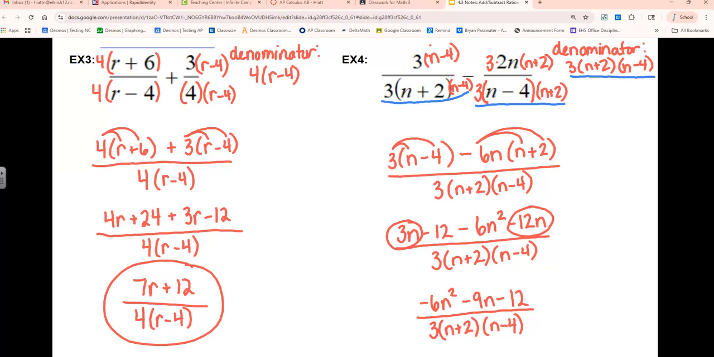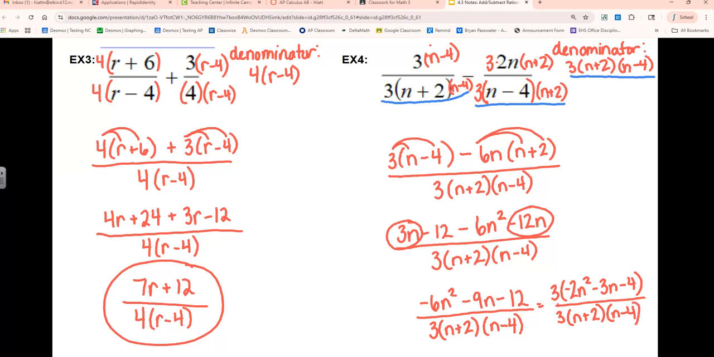Now, my numerator will factor at least a little bit, right? What GCF could I pull out of the numerator? A 3. So if I pull a 3 out, I'm going to get 3 times negative 2n squared minus 3n minus 4 over 3 times n plus 2 times n minus 4.